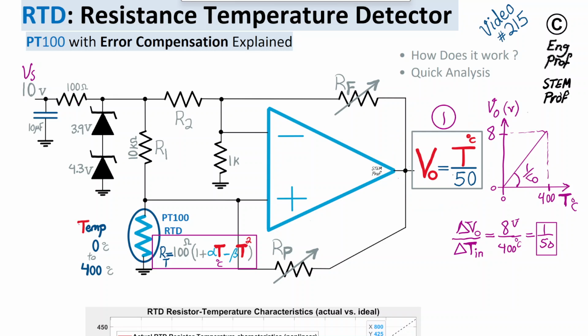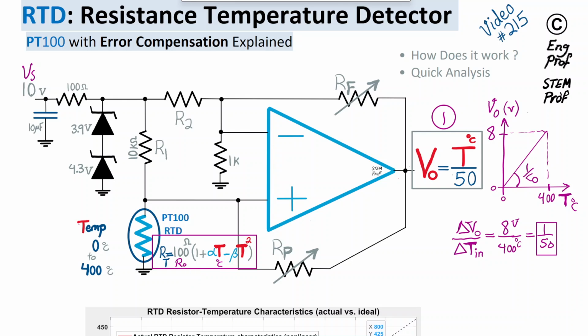Now, let's go back to the RTD. We would love to have beta equal to 0, but unfortunately beta is not 0, and there is a dependency on a second order nonlinearity, which is the square of the temperature. Alpha and beta are properties of PT100, a positive temperature coefficient 100 ohm default resistor. If temperature is 0, we get 100 ohms, and we're going to name it R0. If it is not 0, then we have to follow this formula above 0.